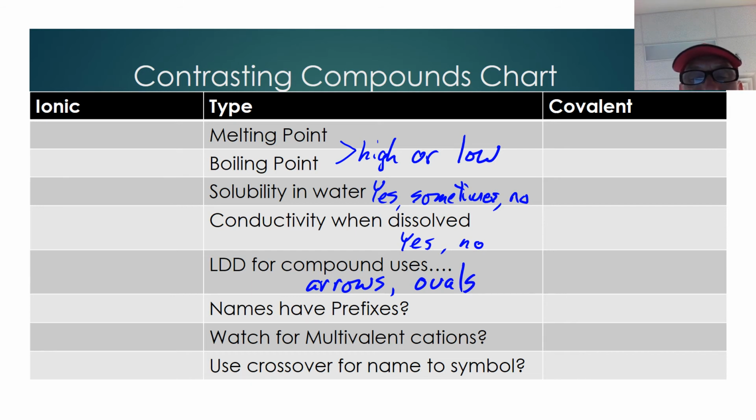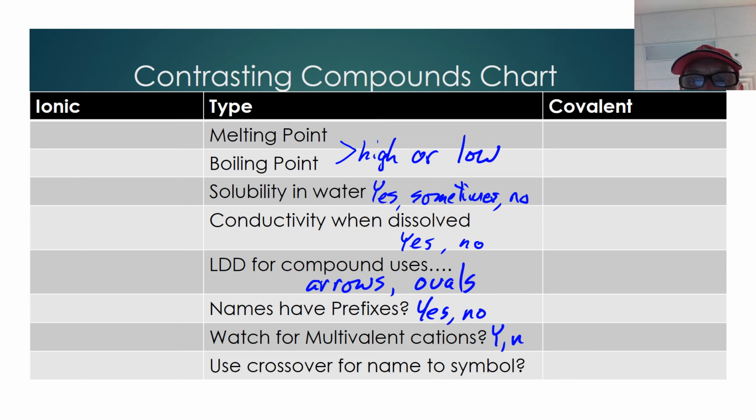Names that have prefixes. So one of the two types, ionic or covalent, uses prefixes, the other one does not. So this is a yes or no. Watch for multivalent cations. Again, that's yes versus no. And use crossover for name to symbol.